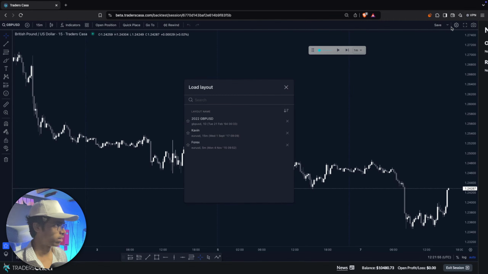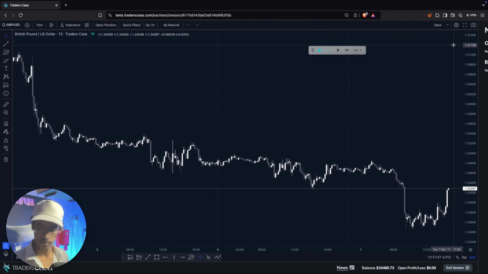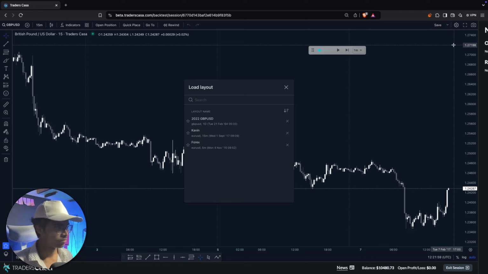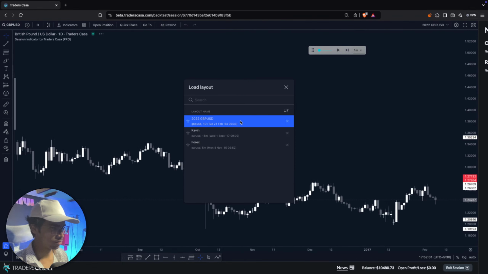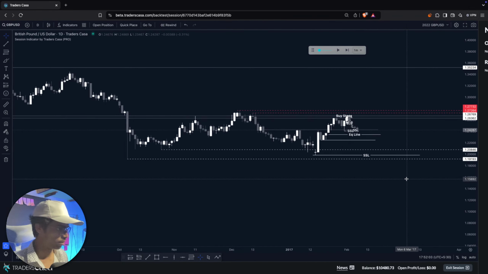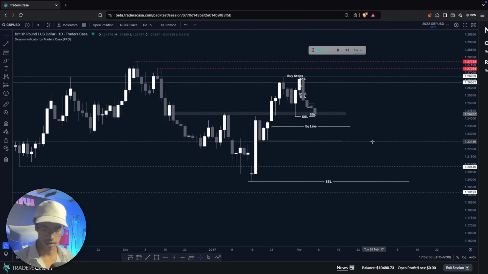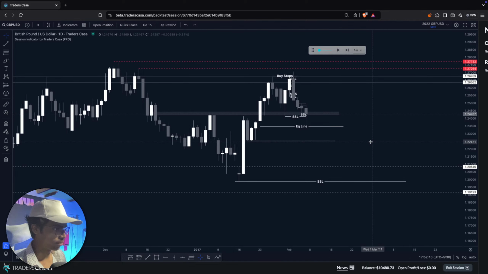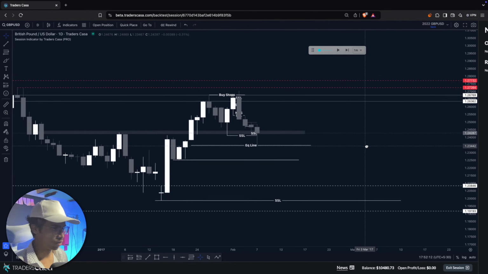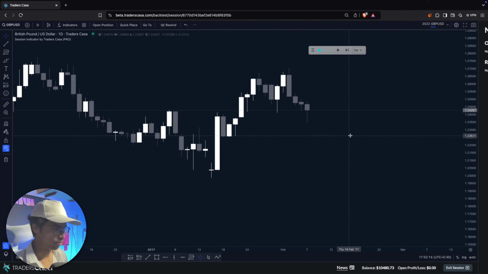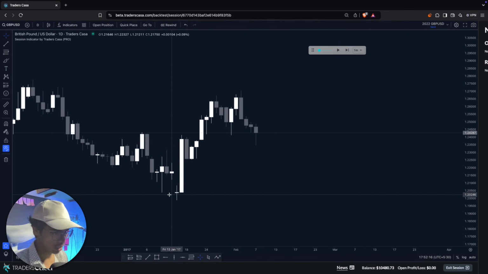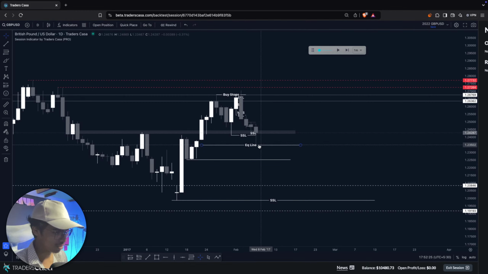Alright, let me just load the layout. So here we were. Let's first analyze the daily time frame and see what is happening, and then we are going to go on the lower time frames. Let me erase these drawings for now. We have seen the market rise from this point, it went up higher at this point, and then it exactly touched the equilibrium. Can you see, this is the equilibrium line.